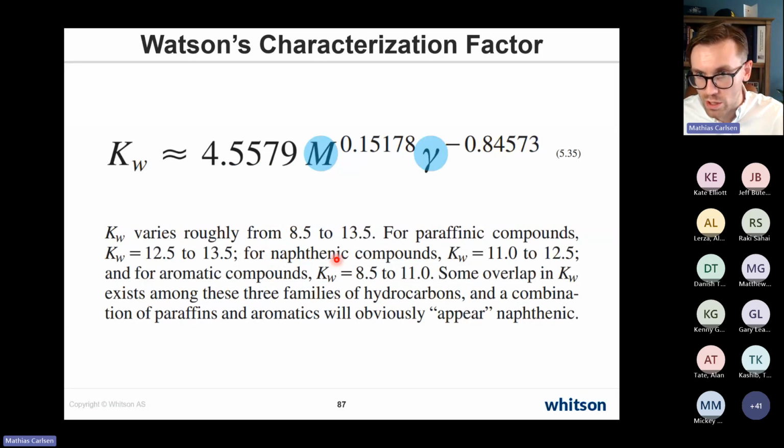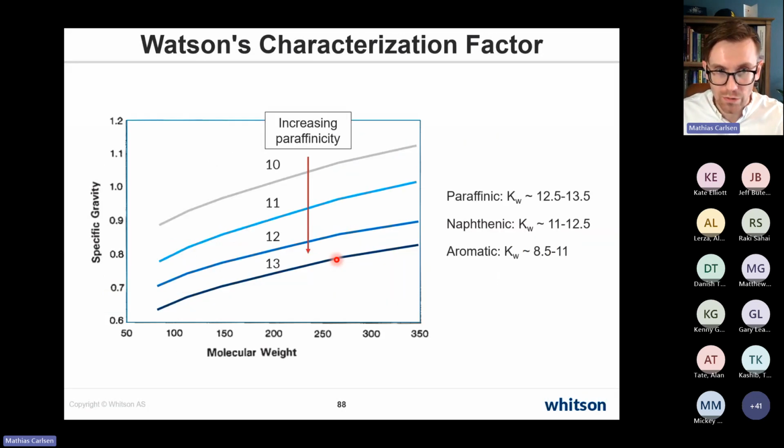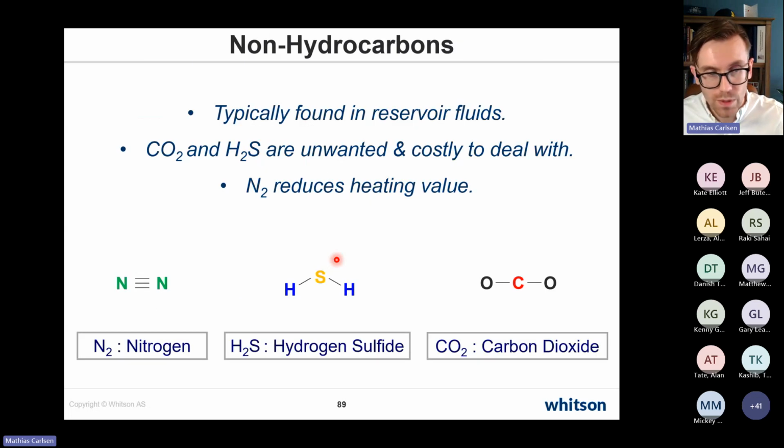You can plot just the specific gravity to molecular weight relationship, and you can get these different ranges. The more paraffinic, the further down it goes. The properties of the non-hydrocarbons are of course known. They're typically found in reservoir fluid. CO2 and H2S are typically unwanted and costly to deal with. Maybe CO2 now has a little bit of a better reputation, maybe you can use it for other things. Nitrogen just reduces the heating value. So the more we have of this stuff, the more bearish we get on that in general.